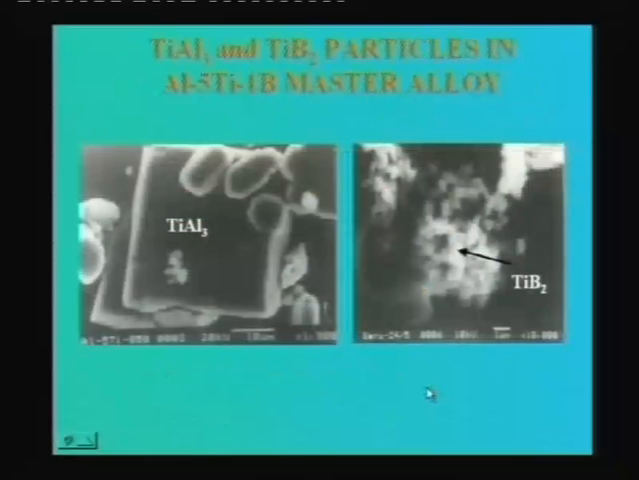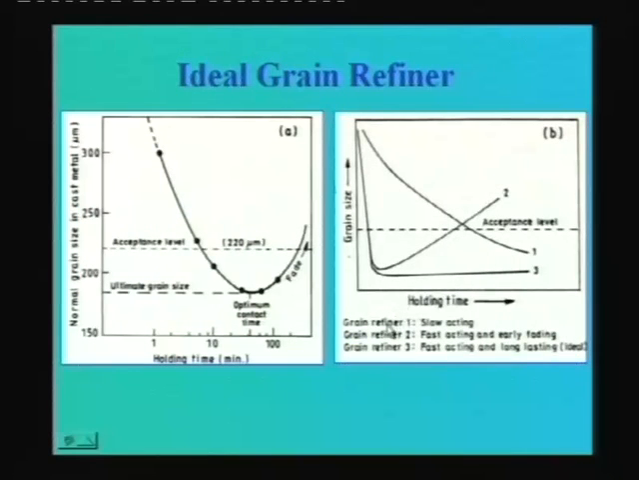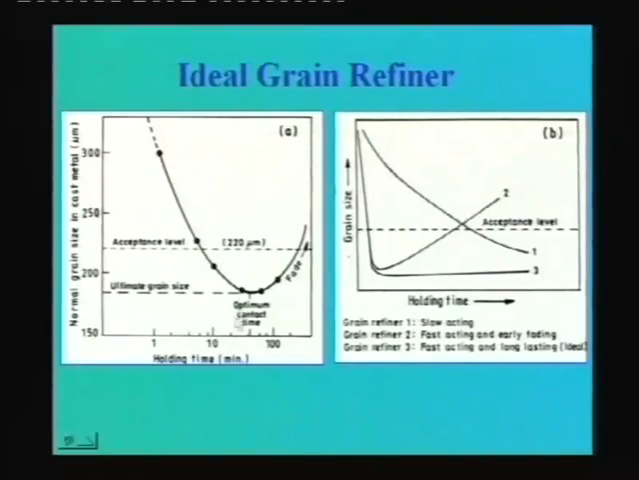and that can be shown in terms of the grain sizes, if one can measure the grain sizes. But usually when you add a grain refiner to the aluminum alloy, there is a minimum time that is required for the grain refiner to act as a grain refiner. This is what is called the optimum contact time.